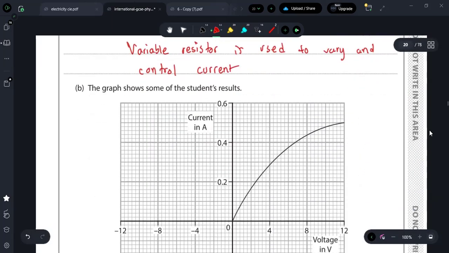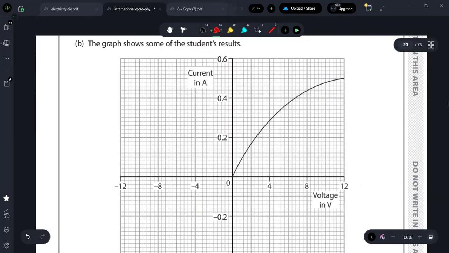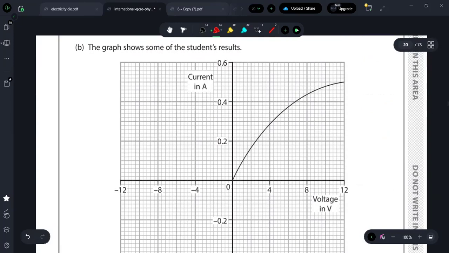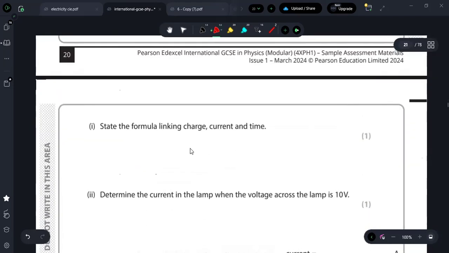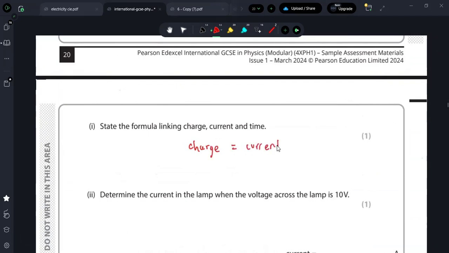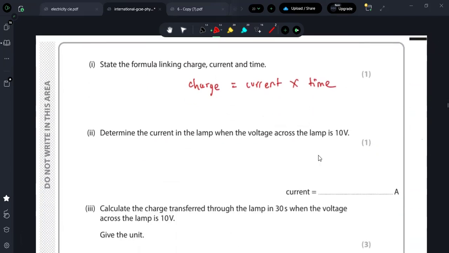Next, the graph shows some of the students' results. Now, this graph is a current against voltage graph for the filament lamp. So we are basically seeing how the current changes with the voltage for a filament lamp. The next question asks, state the formula linking charge, current, and time. The formula is charge equals current multiplied by time.